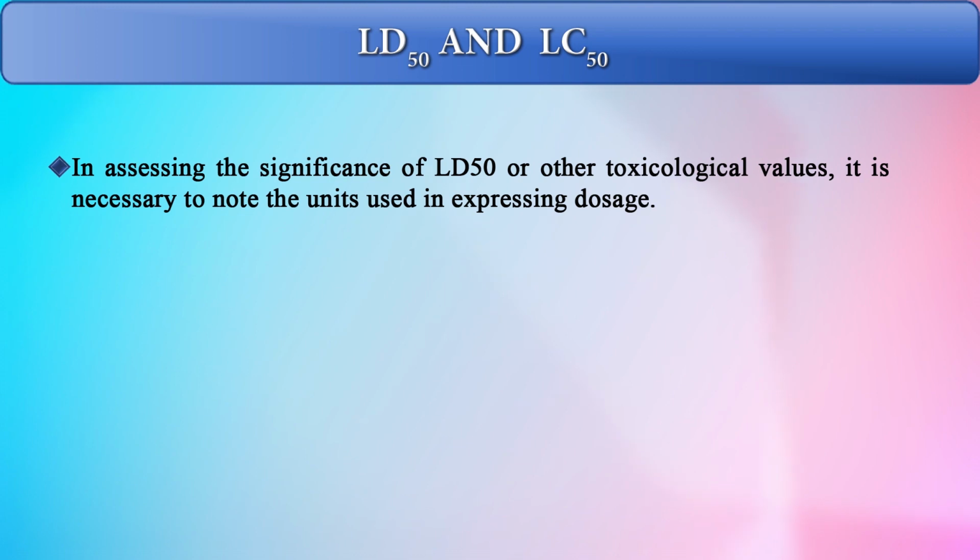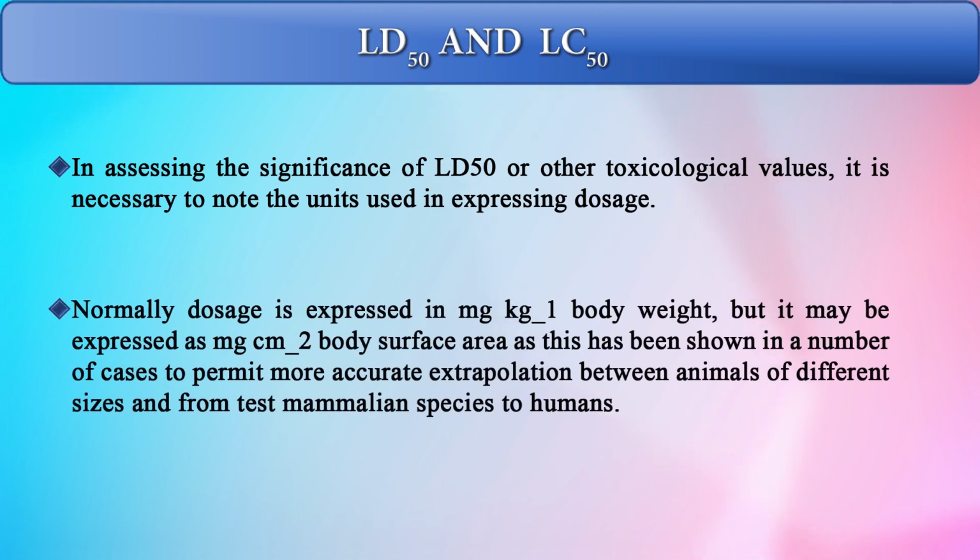In assessing the significance of LD50 or other toxicological values, it is necessary to note the units used in expressing doses. Normally dose is expressed in mg per kg body weight, but it may be expressed in mg per centimeter squared of body surface area, as this has been shown in a number of cases to permit more accurate extrapolation between animals of different size. Now I will discuss assessing toxicity.